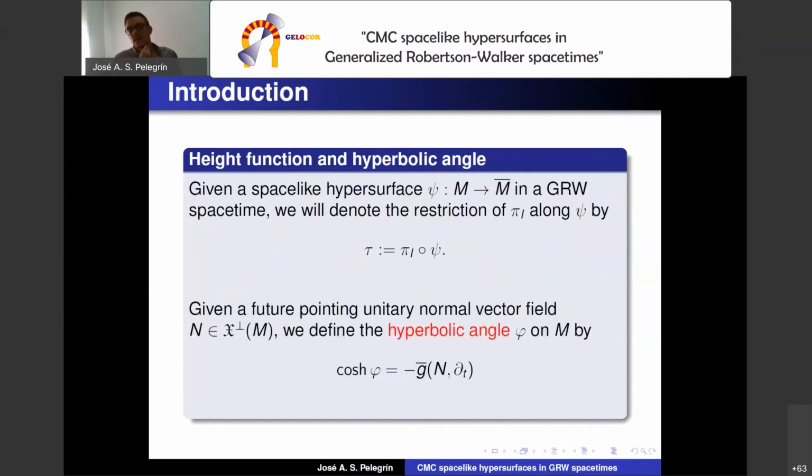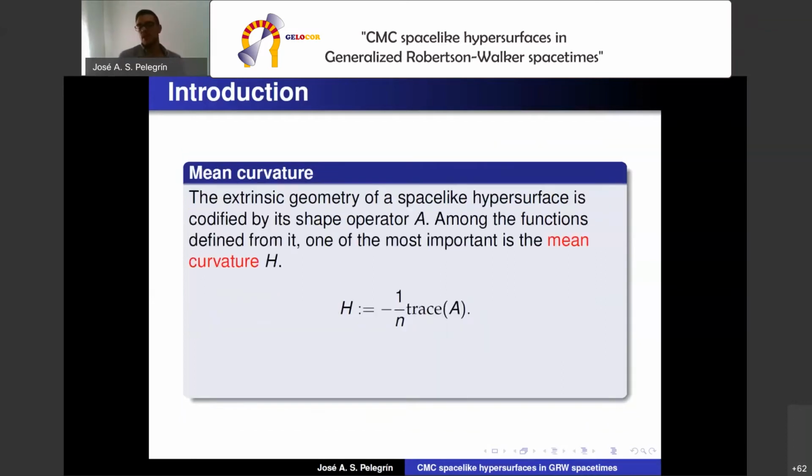And also, since the time orientability of our GRW spacetimes enables us to endow any space-like hypersurface with a future pointing unitary normal vector field that we can denote by N, we can define the hyperbolic angle at any point of the space-like hypersurface by using this formula. Also, we are dealing with constant mean curvature space-like hypersurfaces. Therefore, we will define the mean curvature of these objects as minus 1 over the dimension of the hypersurface times the trace of the shape operator.